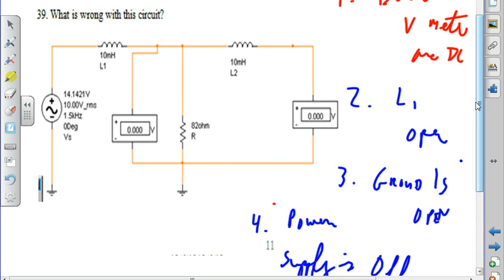I mean, you got multiple possibilities here. You probably think of some other ones. This wire is open between here and there. I mean, there's a lot of other possibilities.